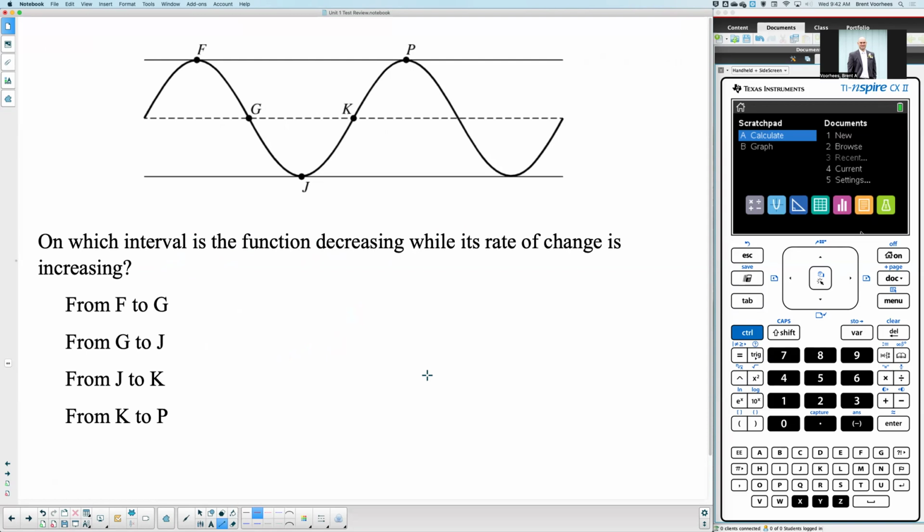Moving into our last topic here. Let's say we're looking at this. You're going to see a lot of these throughout the year, a ton of these, all throughout the year. This is not going away. I want to make sure you understand this. On which interval is the function decreasing?